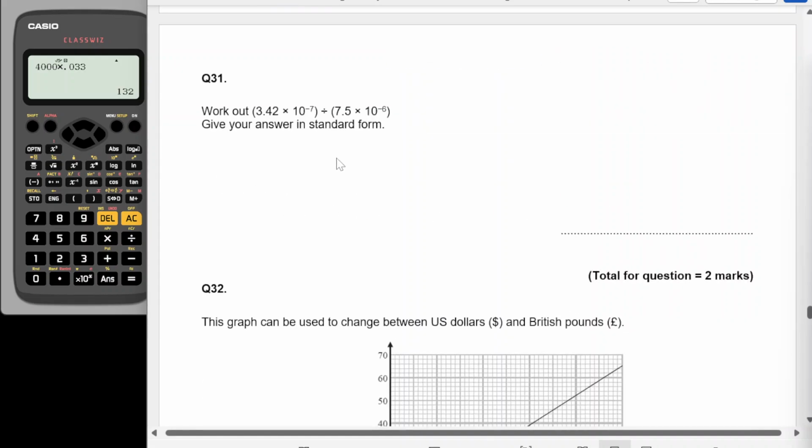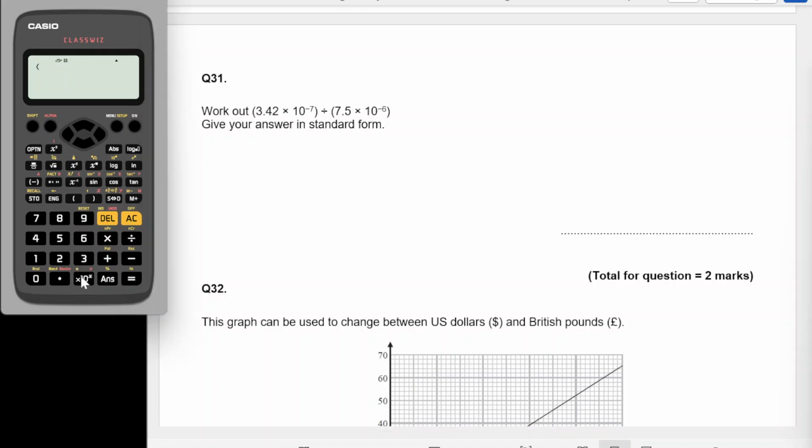Work out, giving your answer in standard form. So on a calculator paper, we use the standard form button on our calculator. So we type it in as 3.42 times by 10 to the minus 7. I always use the minus button rather than the subtract button. And we want to divide that by 7.5 times by 10 to the minus 6.